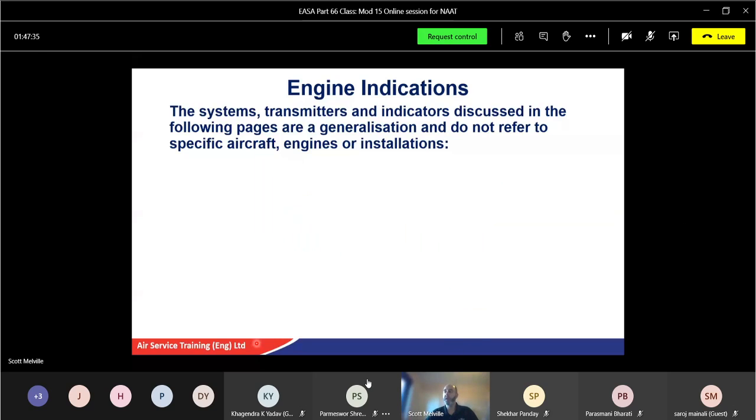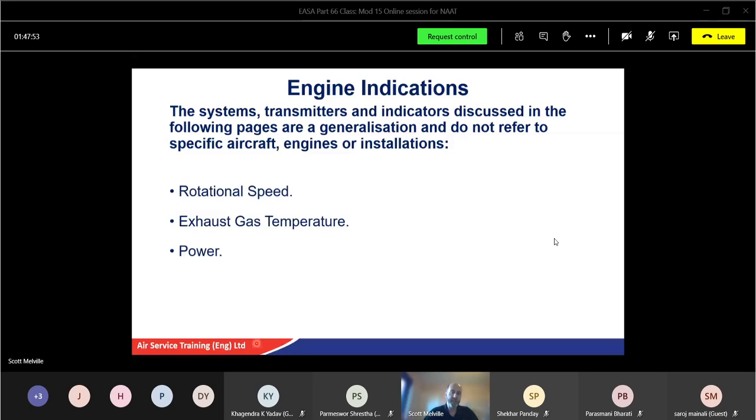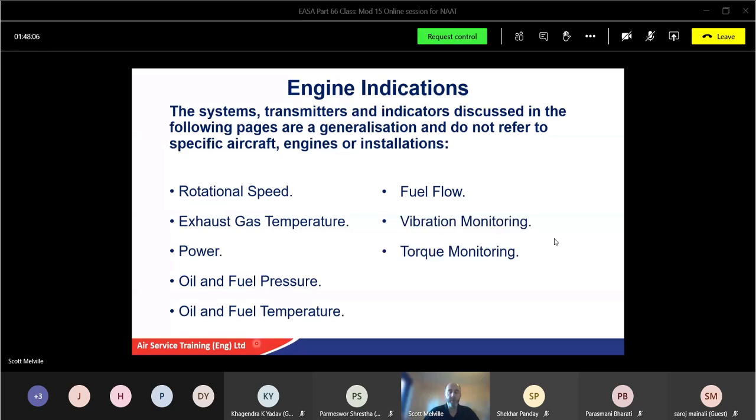So the system transmitters and indicators discussed in the following pages are just a general description. They're not specific to any particular aircraft or engine. They're just a general oversight of what you might come across. So don't take them word for word. But yeah, things like rotational speed, exhaust gas temperature, power, oil and fuel pressure, oil and fuel temperature. If it's got something moving in it, we need to know what's happening, basically. Fuel flow, vibration monitoring, all the good stuff. And torque monitoring as well, like on a turboprop aircraft.